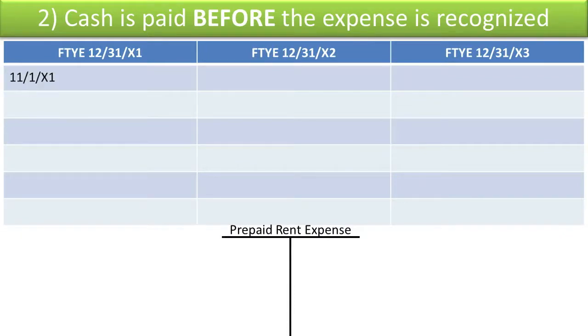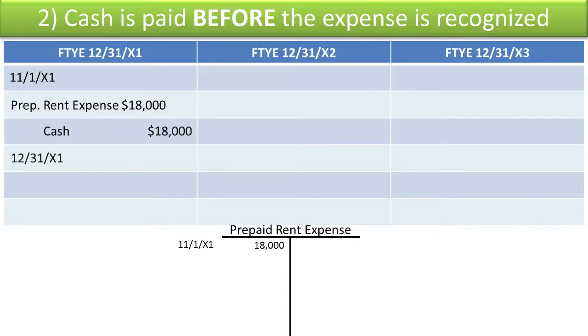On November 1st, X1, we credit cash $18,000 showing that cash reduced. The question is, do we recognize an expense now or are we paying for something and we will receive the benefit later? The answer is we are paying for a benefit to be received in the future. Therefore, we cannot record this as expense, but rather we will record it as an asset called prepaid rent expense. Prepaid rent expense is debited $18,000. Let's update the ledger account down below by debiting that $18,000.